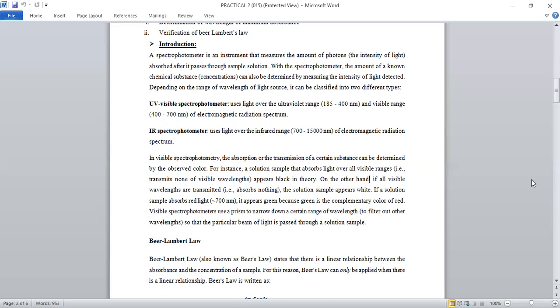Visible spectrophotometers use a prism to narrow down a certain range of wavelength and filter out other wavelengths, so that the particular beam of light is passed through a solution sample.